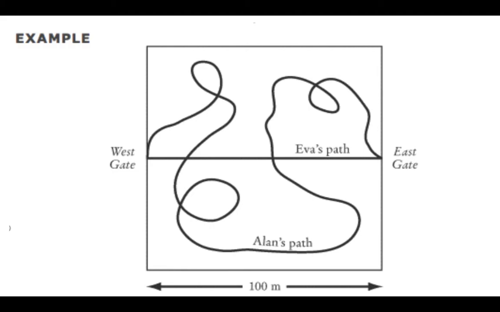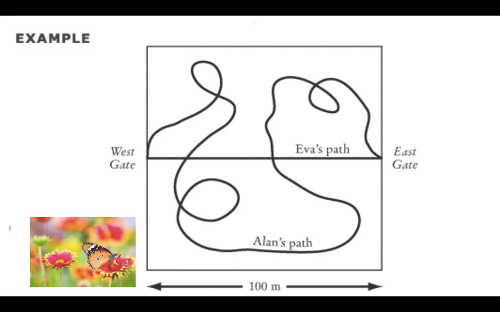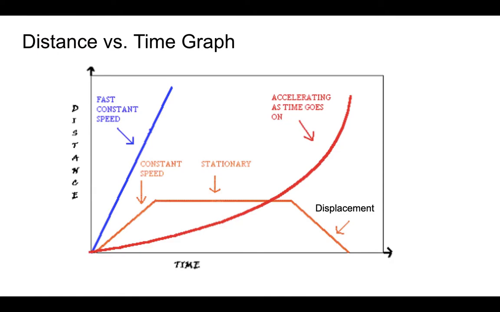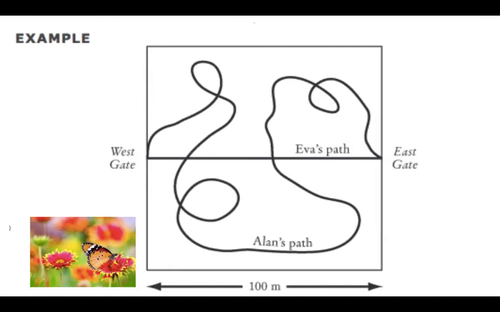Here's a little diagram about Alan and Eva, and they are going to travel from the west gate to the east gate. And you notice Eva takes the nice direct path, shortest distance between two points, while Alan is meandering around. All right. In the end, they both get to the same place. Their displacement is identical. The distance traveled, however, Alan's path is quite a bit more.